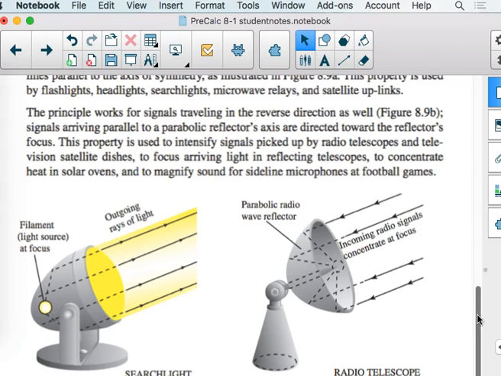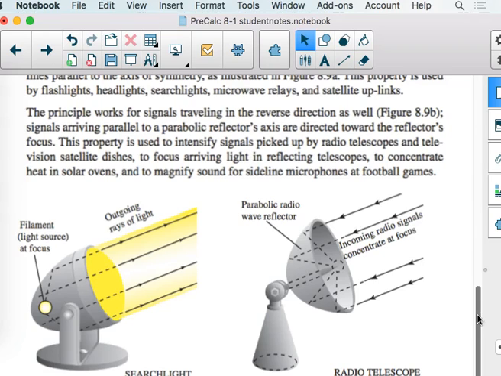The principle works for signals traveling in the reverse direction as well. That's what we saw in the other one over there. Signals are still arriving parallel to the parabolic reflector's axis, and they're directed towards the focus. So the gist of this is the focus is important. That's why it's called the focus. That's where you want things to end up, is at that spot, or begin is at that spot.